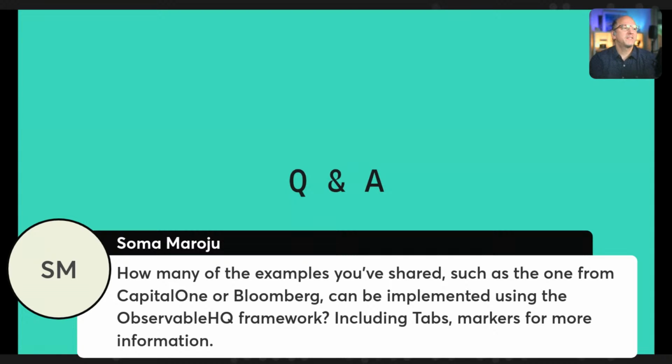Interesting. Okay, so how many of the examples you've shared, such as the one from Capital One or Bloomberg, can be implemented using the Observable HQ framework, including tabs and markers for more information? I would see all of these.